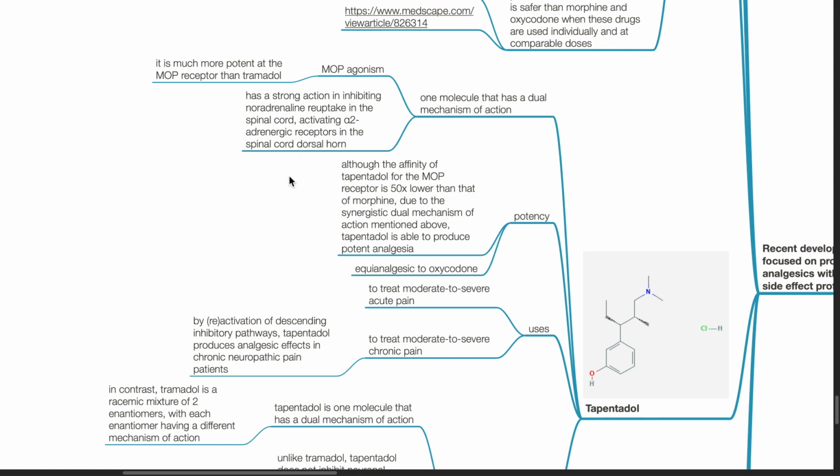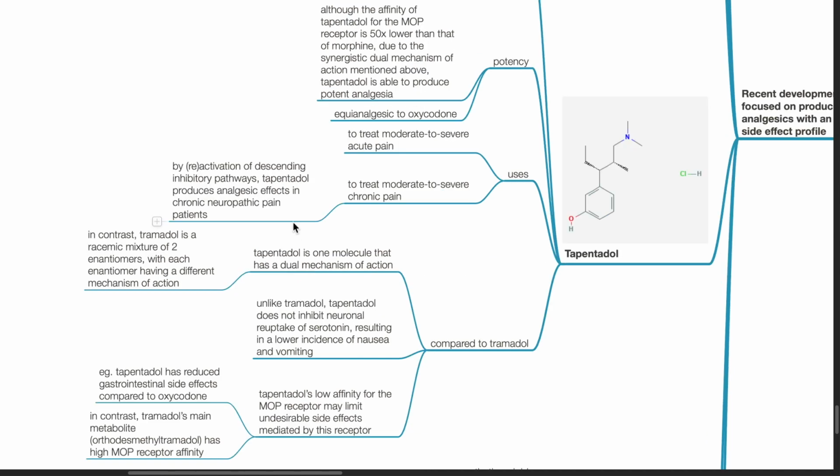Potency. Although the affinity of tapentadol for MOP receptors is 50 times lower than that of morphine, due to the synergistic dual mechanism of action mentioned above, tapentadol is able to produce potent analgesia. It is equianalgesic to oxycodone. Tapentadol is used to treat moderate to severe acute pain. It is also used to treat moderate to severe chronic pain.